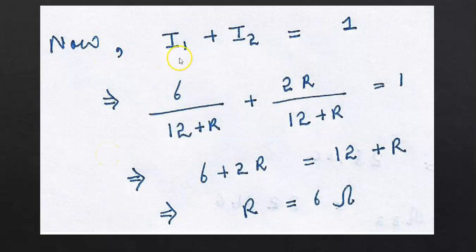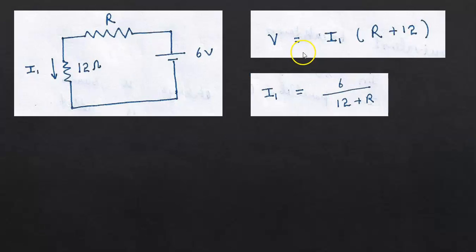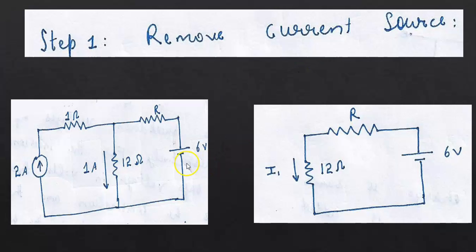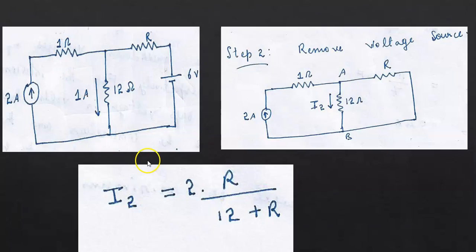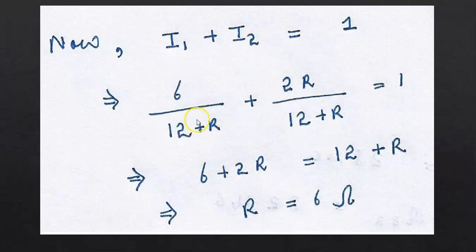Now we compare both the currents: I1 plus I2 will be equal to 1 ampere, it is given. On solving this, we will get the value of resistance R equal to 6 ohm. So we have found the value of resistance R which was asked. If you have any doubts regarding this numerical, please ask in the comments and I will try to solve it.